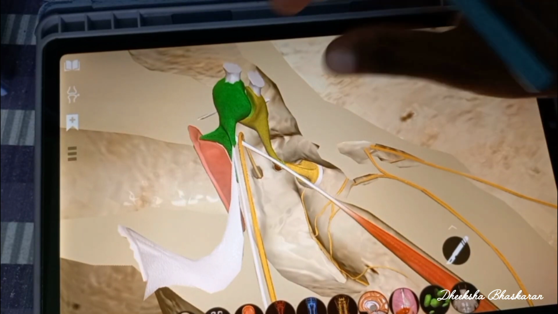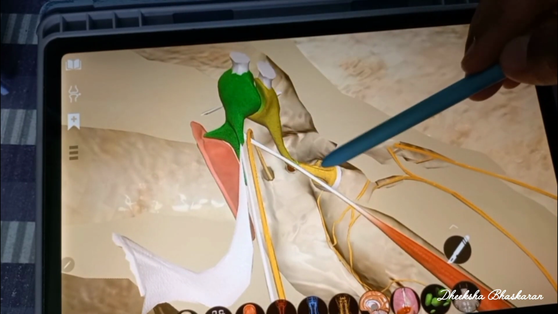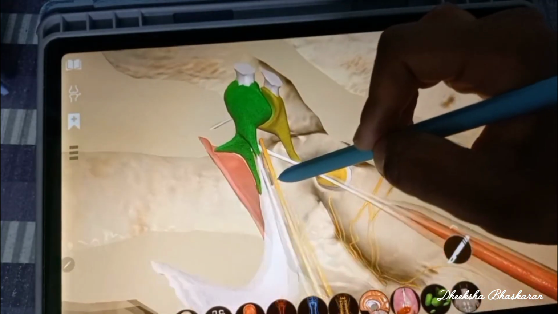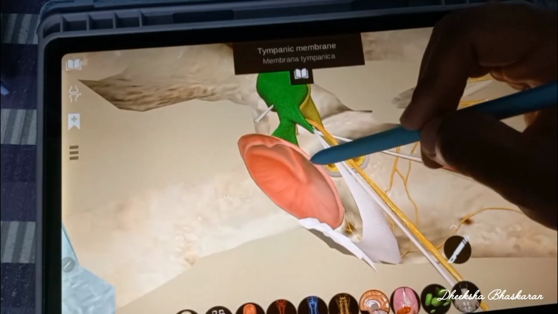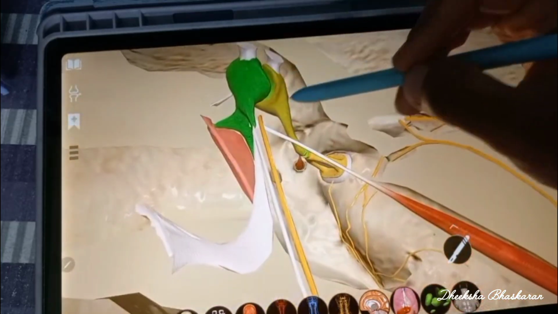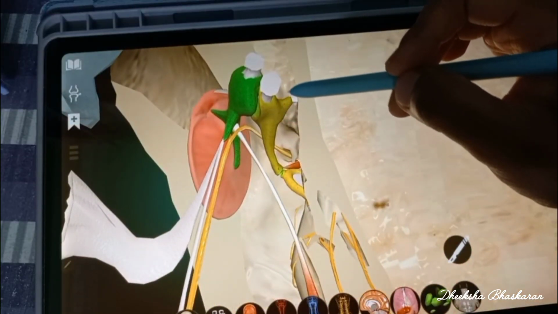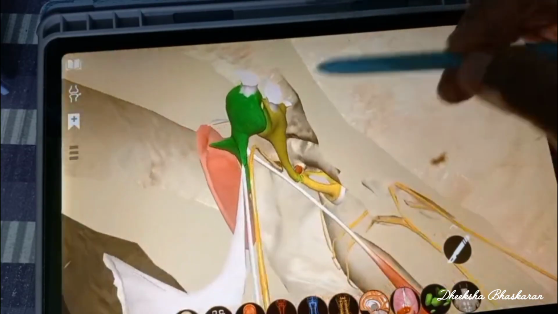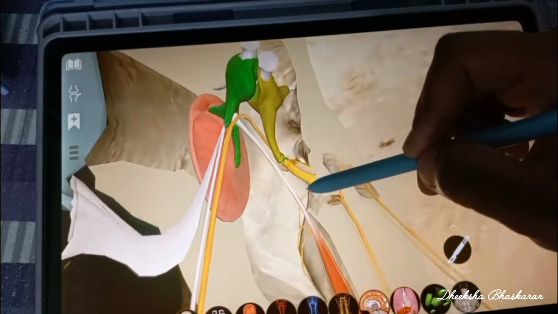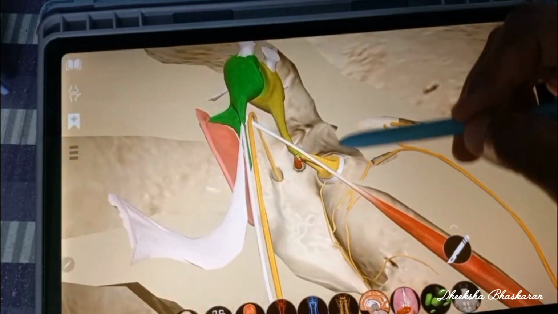This is showing the three ossicles, the malleus, incus, and the stapes. So we see here the handle of the malleus attaching to the tympanic membrane. From outside, this will be the umbo, which will be visible. This is the malleus, the incus, the long process, the short process of the incus, which forms the fossa incudis on the posterior wall, and then we have the stapes. The footplate is attached to the oval window.